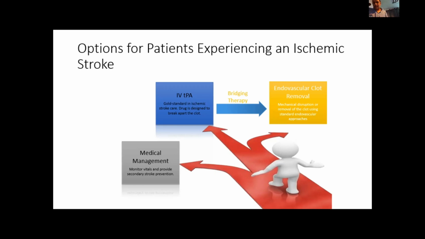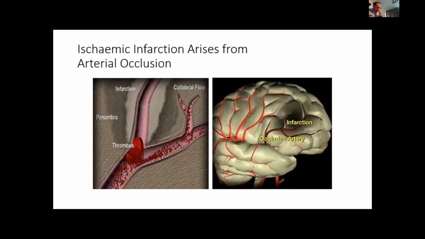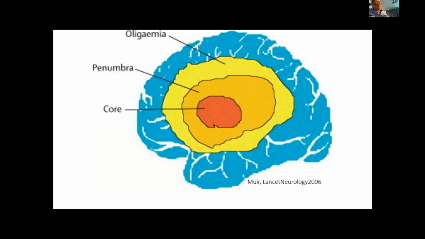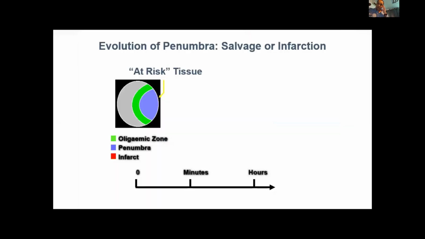So the next one is the IV TPA. An ischemic infarct happens when you have an arterial occlusion, of course, and you end up with dead tissue. The dead tissue is what we call the core. Around the core is the penumbra, and then there's the oligemic zone, which is outside of the survivable area, that is potentially at risk as well, and it's probably relying heavily on collateral blood supply at that time. And so what happens to the penumbra?